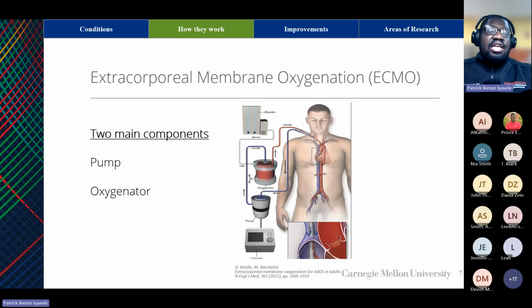ECMO stands for extracorporeal membrane oxygenation. The system contains two main components, a pump and an oxygenator. An ECMO system pumps blood from a drainage cannula connected to the inferior vena cava through an external oxygenator and returns blood through a return cannula. The oxygenator is where oxygen and carbon dioxide transfer occurs.